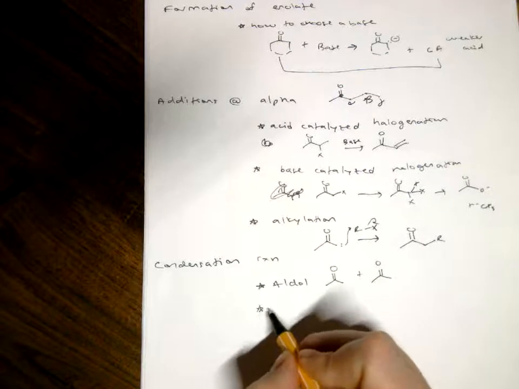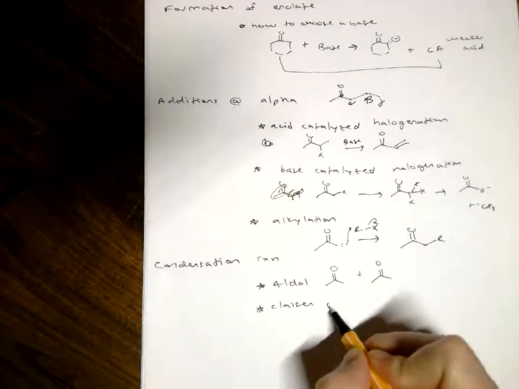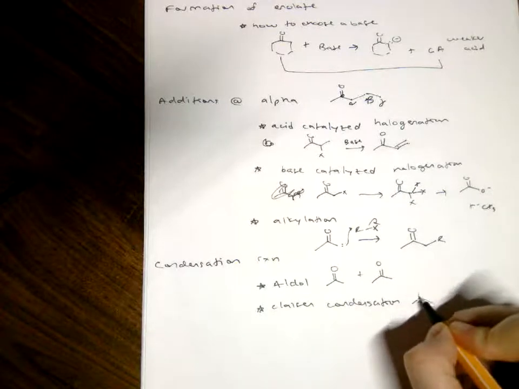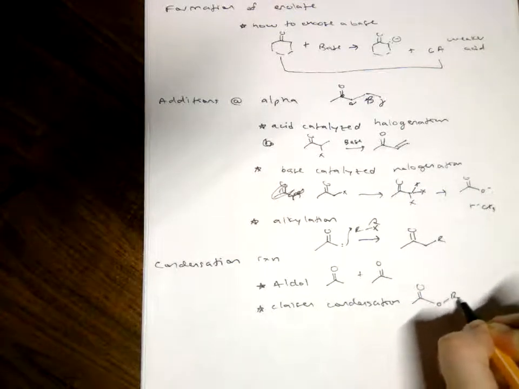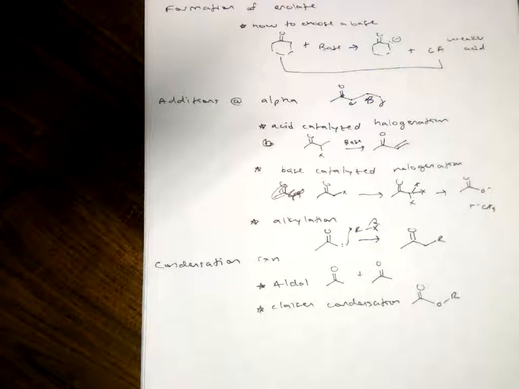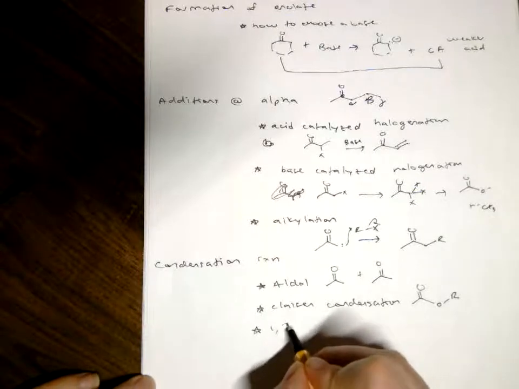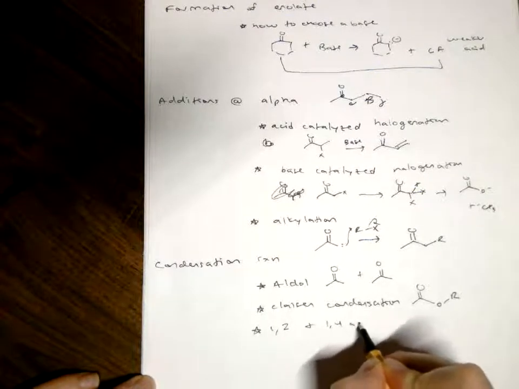And then Claisen condensation is very similar, but instead of reacting with another ketone, it's esters reacting with themselves or with another one. And then we also have, I'm going to go into these in a little bit more detail, 1,2 and 1,4 addition.